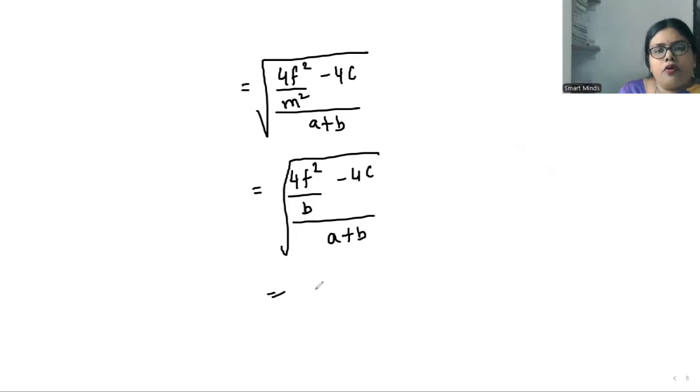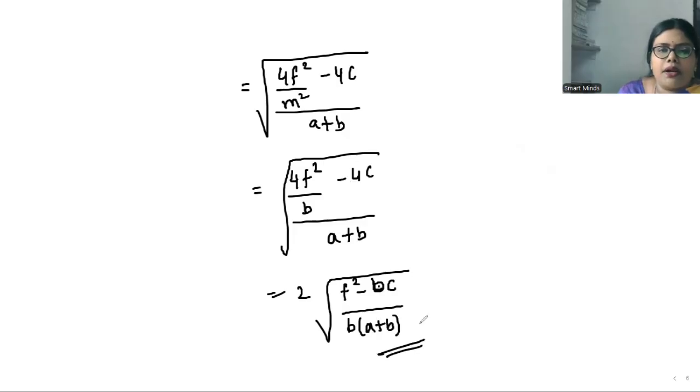If I take 4 common, we will get 2 outside, and also I will take the LCM inside: F square minus BC by B into A plus B. This is the second part. With this we can say hence proved.